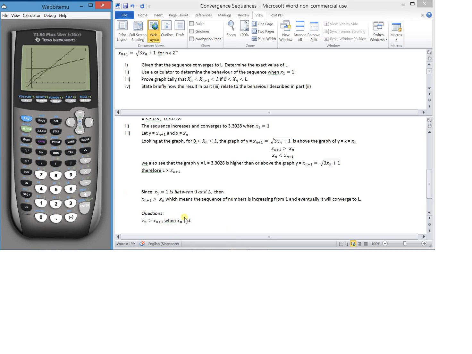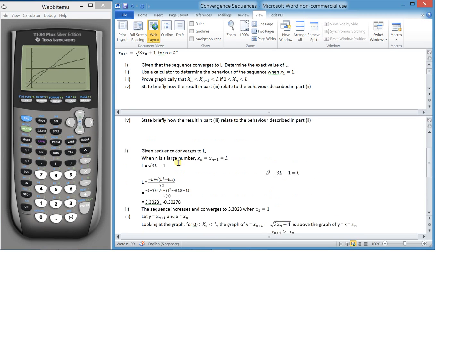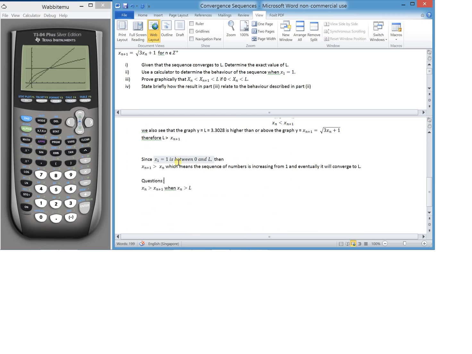Now, if I give you an xn that's greater than L, then you must look at the graph that is here, because here is 3.3028. You must look at the graph that is greater than 3.3028, right? And you prove that. Tell me how you prove that xn is greater than xn plus 1 by looking at the graph, right? So that's for today.